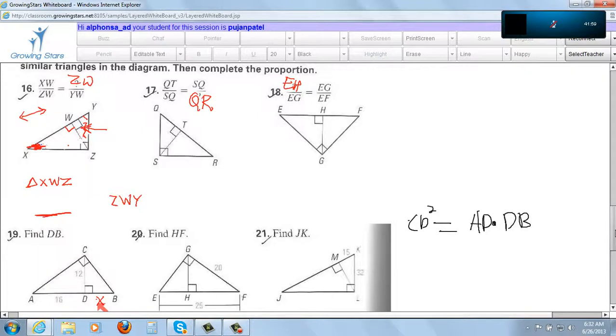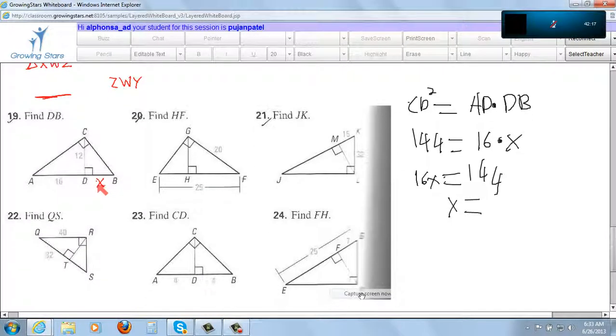So it'd be 12 squared, 144, equals 16 times x. So 16x equals 144. X equals, let me check, 9. Okay, what about the next one?